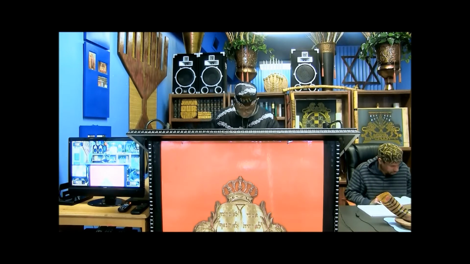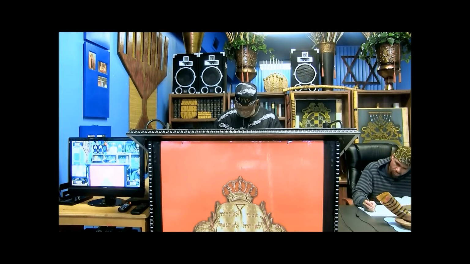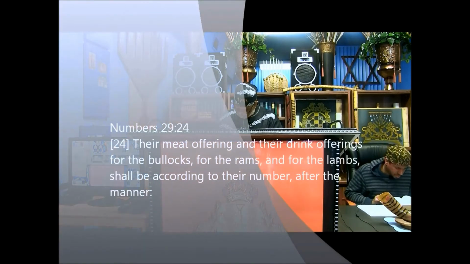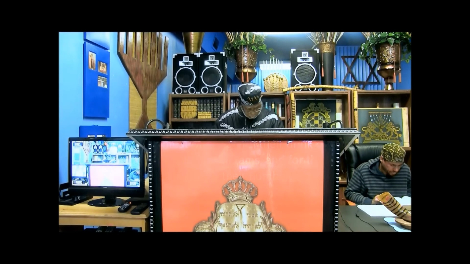Let's look at verse 24, I believe. Verse 24 says, the meat offering and their drink offering for the bullocks, for the rams, and for the lambs shall be according to the number, after the manner. It should be a cover. So he had to do this.